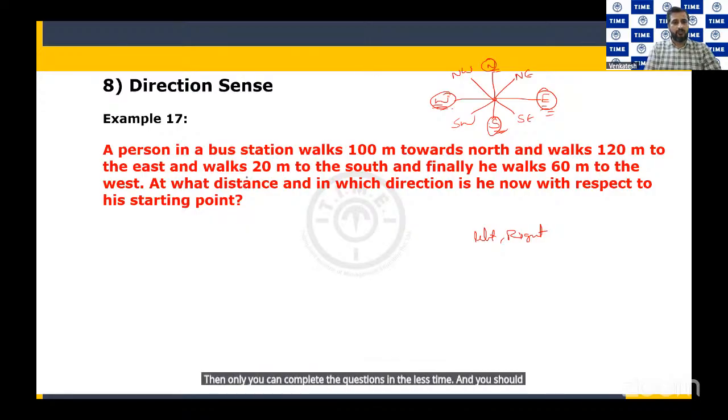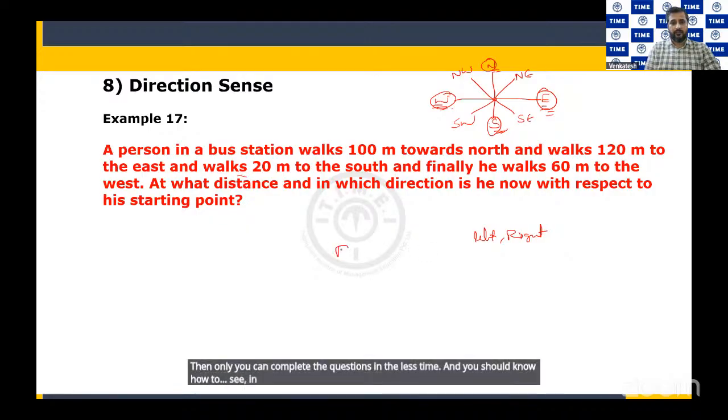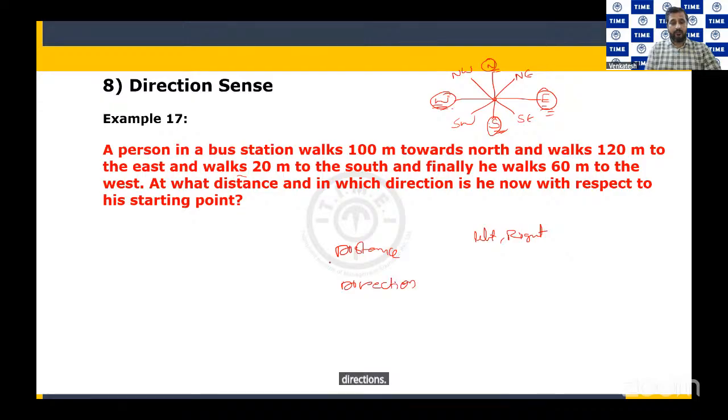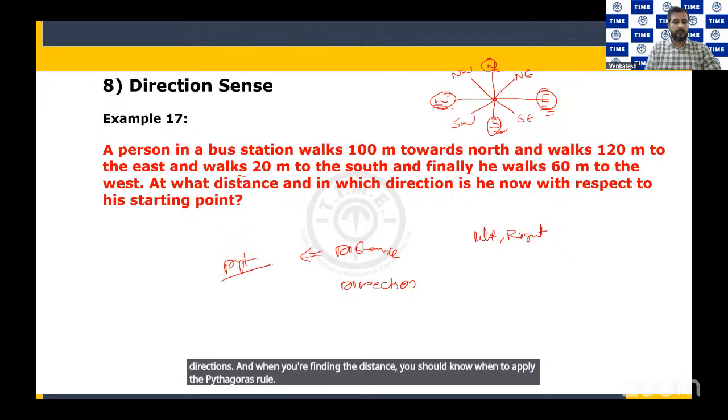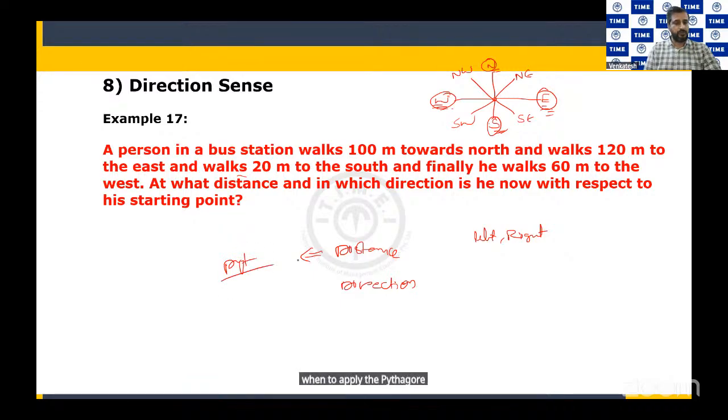And you should know how to see. In directions questions, there will be only two types of questions. One is finding the distance, one is finding the direction. When you're finding the distance, you should know when to apply the Pythagoras rule. And you should know how to find out the direction. Okay.